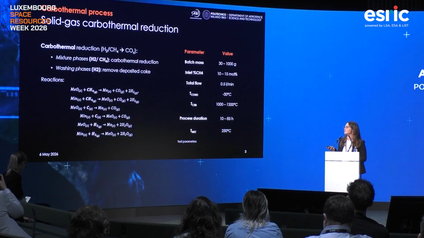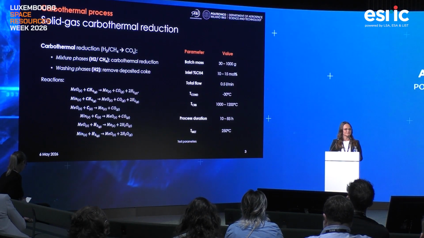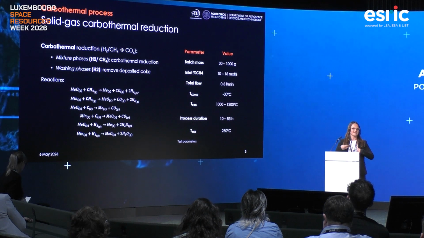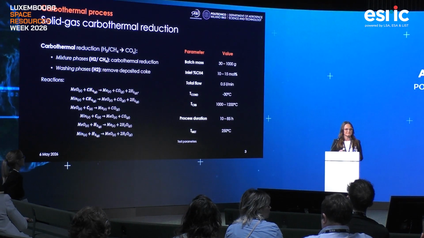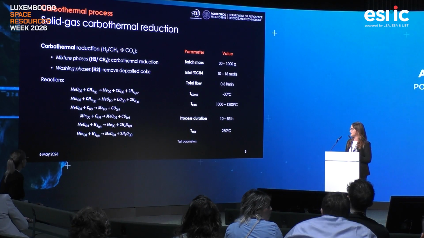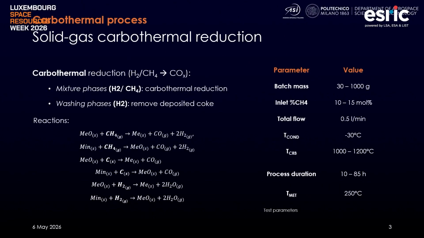And to avoid that, and to avoid stopping the process early, we alternate those mixture phases with what we call washing phases, during which we flux just hydrogen, so that the solid carbon has time to react with the hydrogen, and we can clean a bit the feedstock and extend the process duration. Here you can see typical parameters for our test.